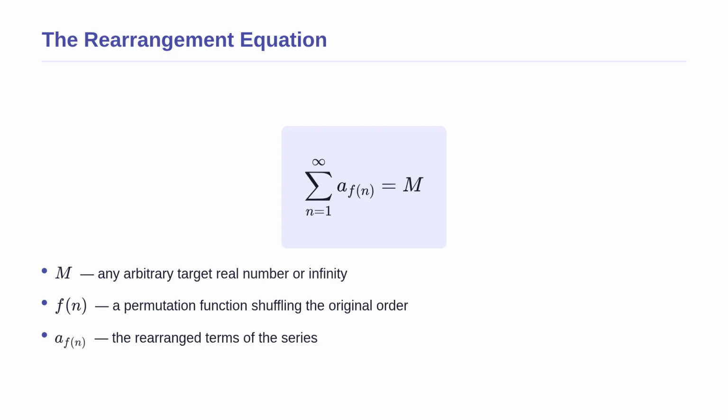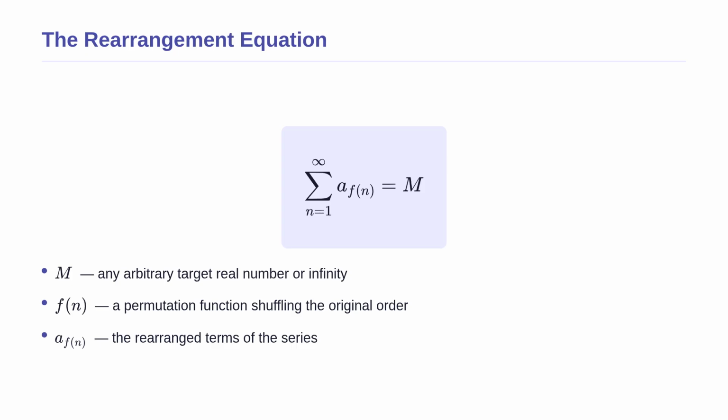It states that for every real number m, there exists a permutation of the series, such that the rearranged series converges exactly to m. In this formula, m represents your arbitrary target value. It can be 5, negative 1 million, or even infinity. The function f of n represents the permutation, meaning it dictates the new, shuffled order of the original terms.